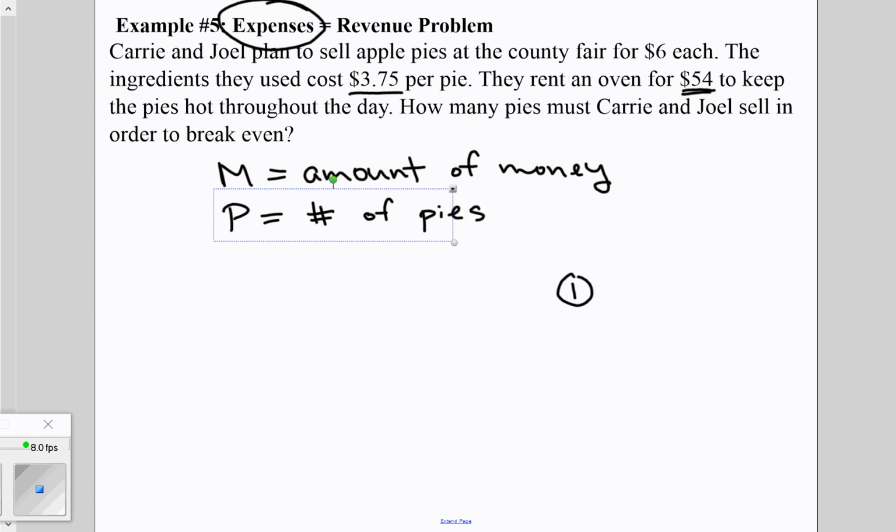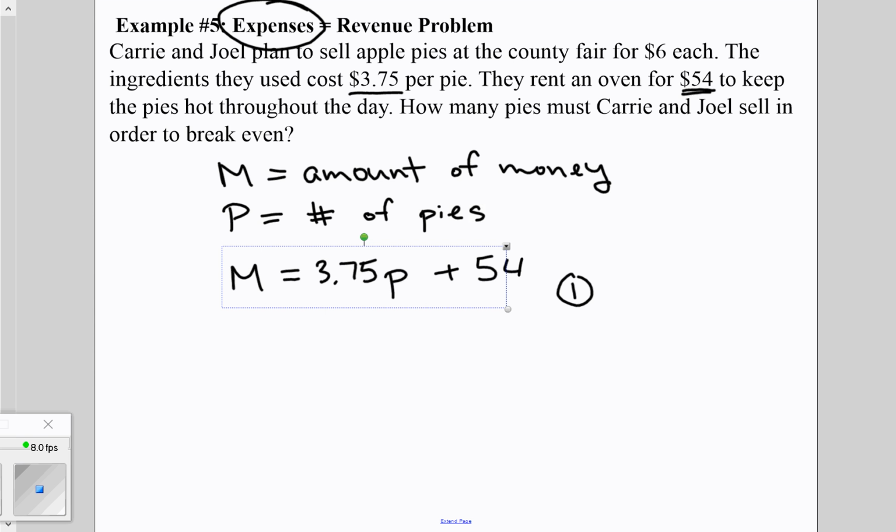So the expenses are that the money that we need to spend will be $3.75 times the number of pies plus $54. So once again, you have the fixed cost at the end and a variable cost. And the second equation will represent the revenue, or the money earned, and the money earned is $6 multiplied by the number of pies. So if you sell one pie, it's $6. If you sell two pies, it is $12, 3 pies, $18, etc.